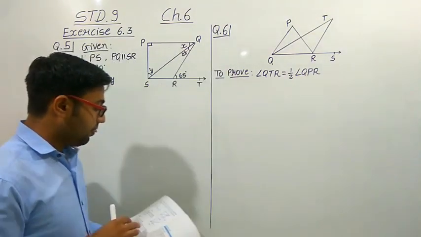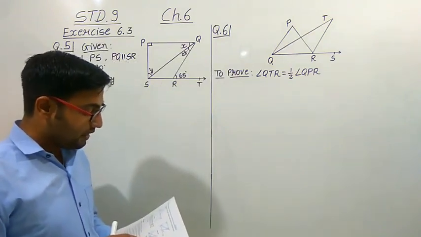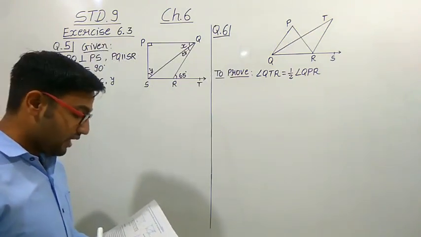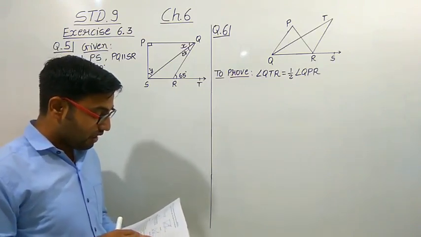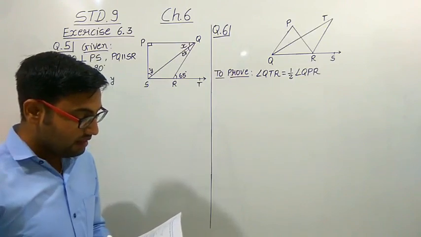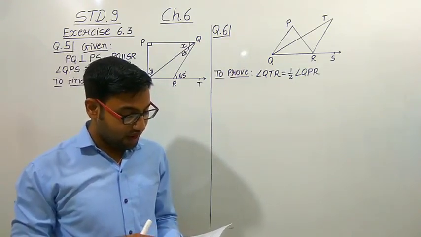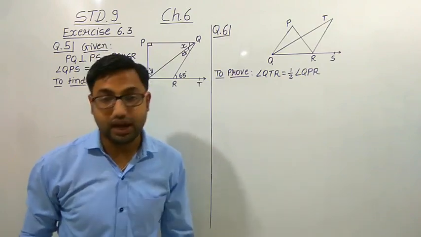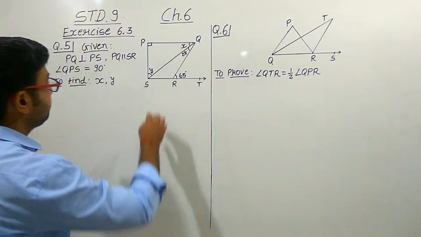in the given figure, if PQ is perpendicular to PS and PQ is parallel to SR, angle SQR is equal to 28 degrees and angle QRT is equal to 65 degrees, then find the values of X and Y. So see, first of all, let us understand the diagram.